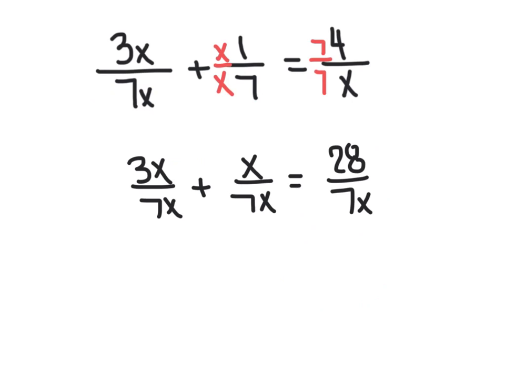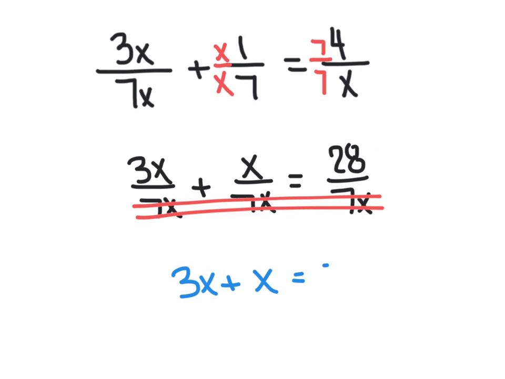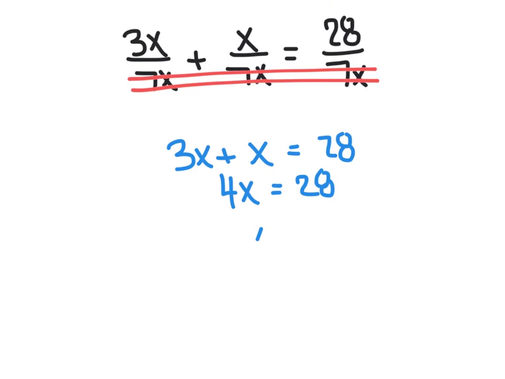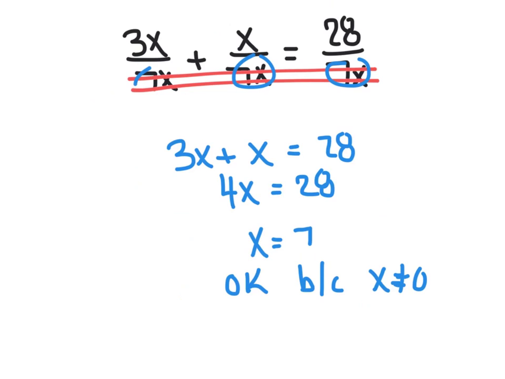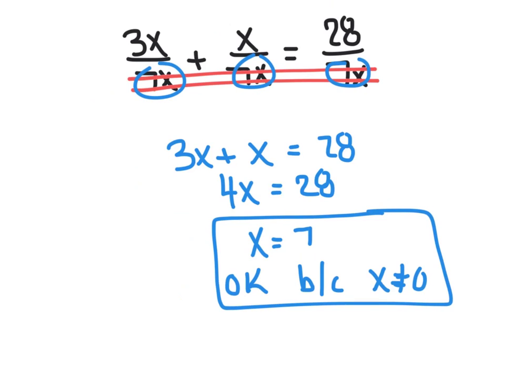Now that I've created those common denominators, bang, bang, drop them. And just worry about your numerators. We could say 3x plus x equals 28, which means 4x equals 28. And once we divide by 4, we get x equals 7. What do you think about 7? 7's okay, because why? Why is 7 okay? X is not allowed to equal 0 based off of the denominators I saw, and as long as it doesn't equal 0, we're good to go. 7's in the books. Keep it.